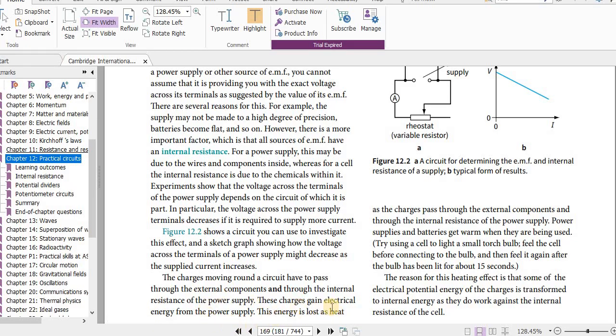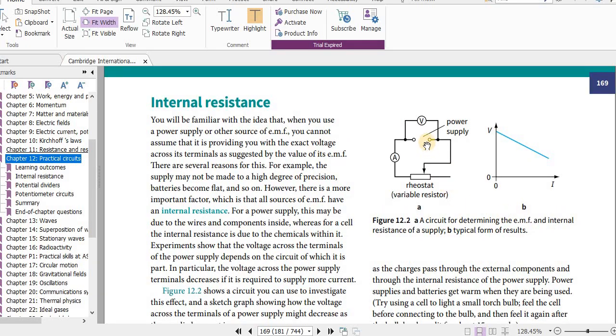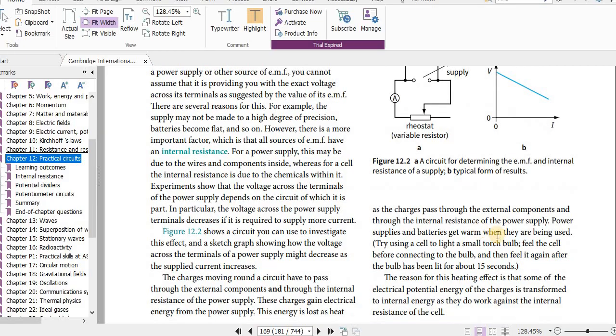This energy is lost as heat as the charge passes through the external components and through the internal resistance of the power supply. So some of that energy is lost inside the power supply itself due to the internal resistance of that power supply. Power supplies and batteries get warm when they are being used.